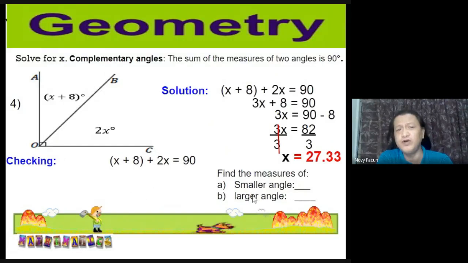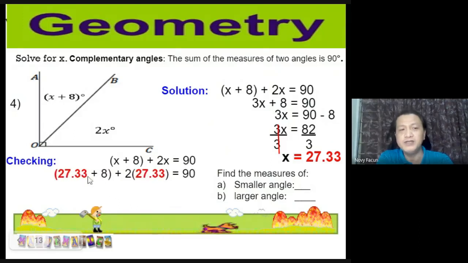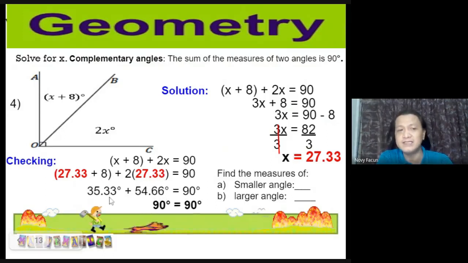And then, to find the smaller and the larger, just substitute the value of x. So it becomes 27.33 plus 8 plus 2 times 27.33 equals 90 when we add that. And that is 35.33 plus 54.66 equals 90. Round off your answer from the calculator, 89.99. The rounded off is 90 degrees. That is the concept of complementary.